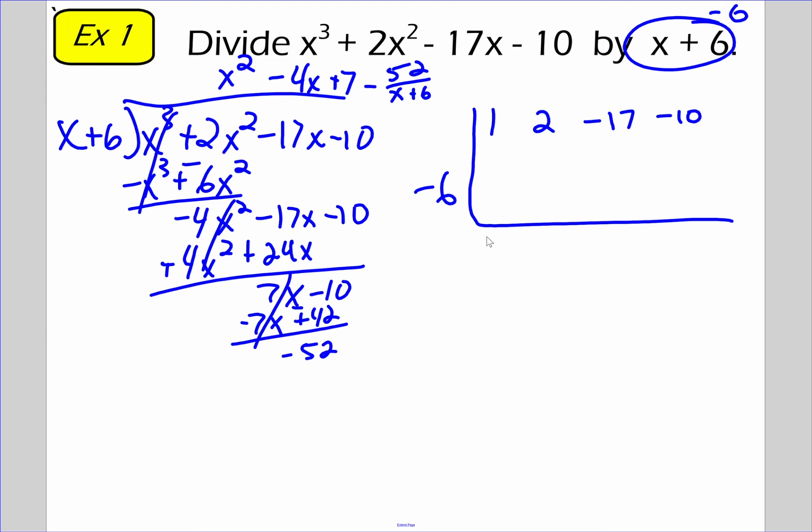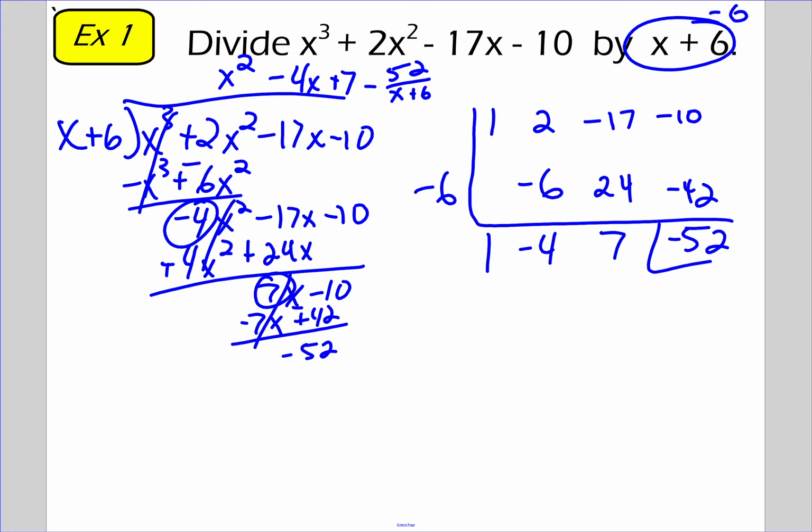So the 1 comes down. Negative 6 times 1 is negative 6. 2 minus 6 is negative 4, and that's this term right here. Now we multiply. Negative 6 times negative 4 gives me 24. We add, and we get 7. That's this term right here. So you can see where these different terms are coming from. Then negative 6 times 7 is negative 42. Boom, we get negative 52.